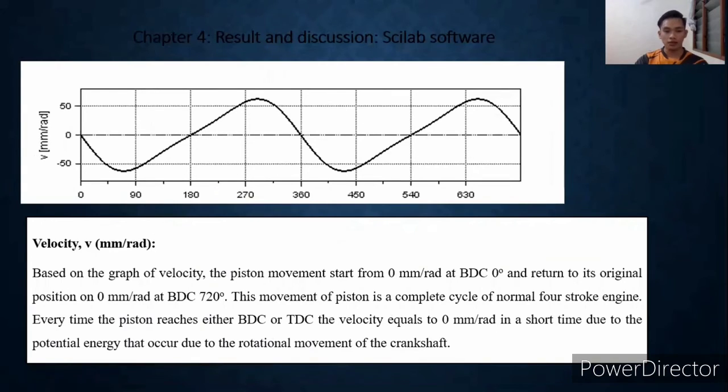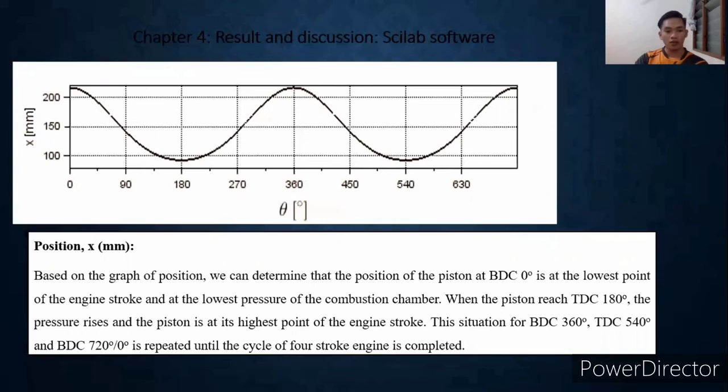For the velocity versus crank angle degree, the movement of the piston when it completes a cycle of a normal four-stroke engine, every time the piston reaches either the bottom dead center or top dead center, the velocity is equal to 0 millimeter per radian. And for the last analysis using the Scilab software is the position versus the crank angle degree.